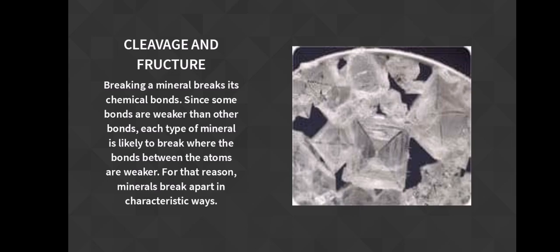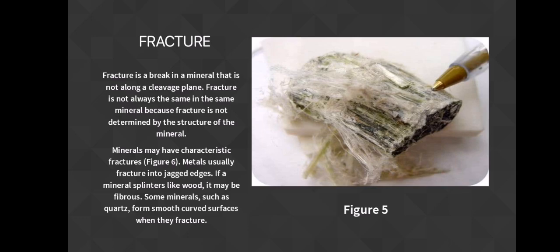Next is cleavage and fracture. Breaking a mineral breaks its chemical bonds. Since some bonds are weaker than other bonds, each type of mineral is likely to break where the bonds between the atoms are weaker. For this reason, minerals break apart in characteristic ways. Fracture is a break in a mineral that is not along a cleavage plane. Fracture is not always the same in the same mineral because fracture is not determined by the structure of the mineral.